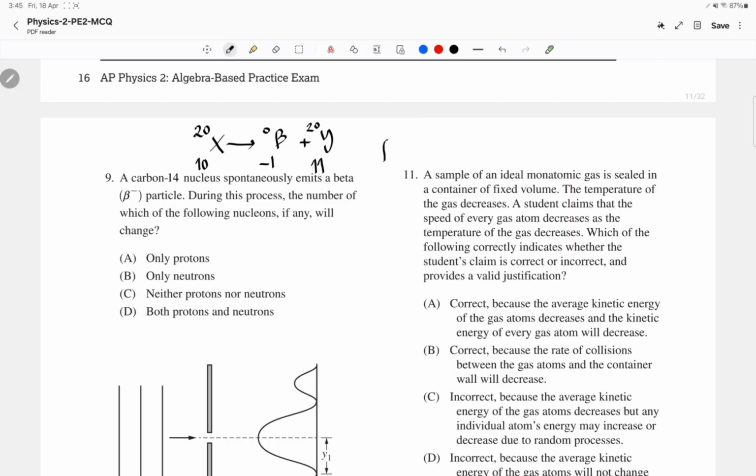So look, how can the proton number go up by 1, but the mass number stays the same? It's because neutron number had to go down by 1 as well. Because ultimately mass number is equal to proton number plus neutron number combined. Okay? So they both have changed.